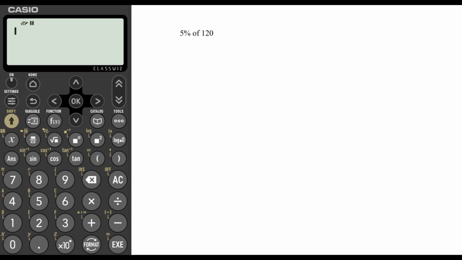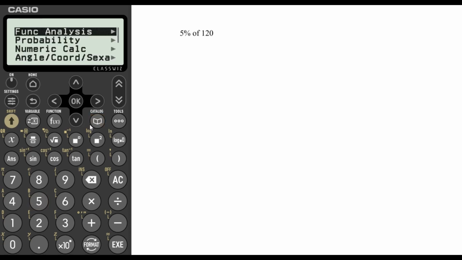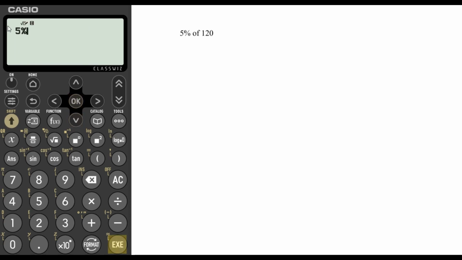We can use our calculator to work with percentages. In this example, we have to work out 5% of 120. Begin by pressing 5. Now we want 5%. So if we go to the catalogue and then scroll down to probability, we can select the percentage function. We have 5% and then we want to work out 5% of 120. So if I multiply 5% by 120, what you can see is we end up with 6.